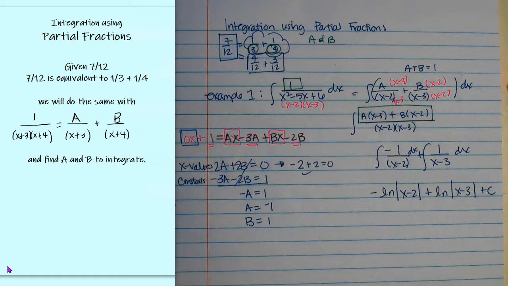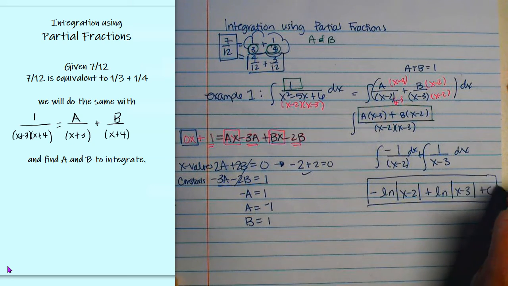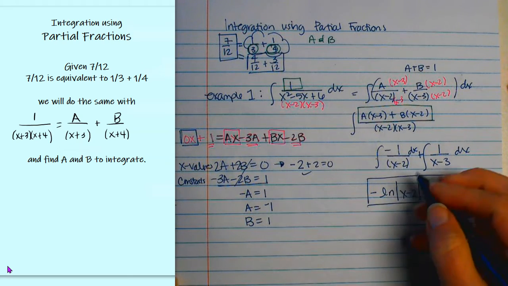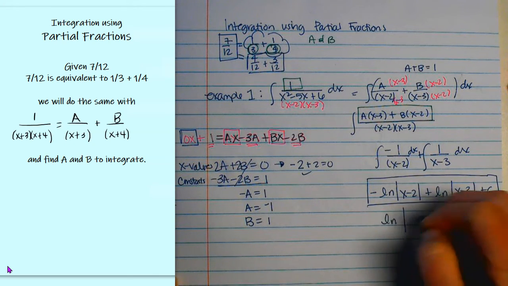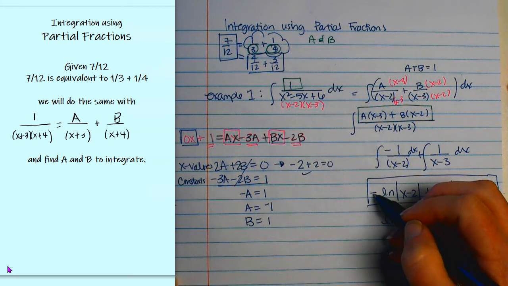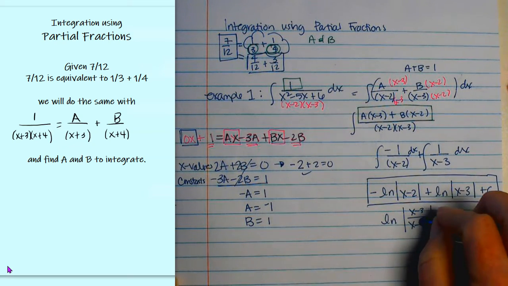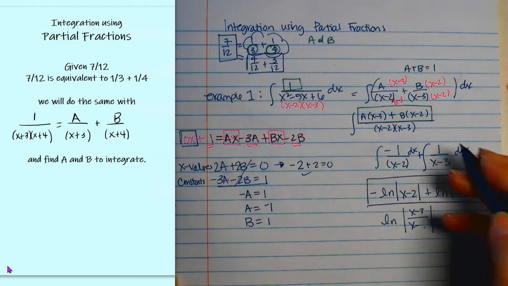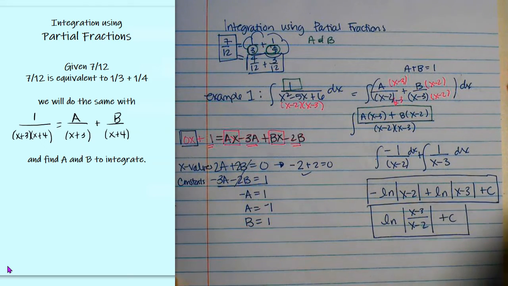You could combine these if you wanted to. You could put them into one. This is an answer, so this is fine. But if you want to combine it into one natural log, log rules say that you would put the one that's negative in the denominator. Natural log, we would put x minus 3 in the top because this whole one is positive. This represents a negative exponent. Negative exponents go on the bottom. And it's a 2, sorry. x minus 2, plus c. I have two ways to write the same answer.